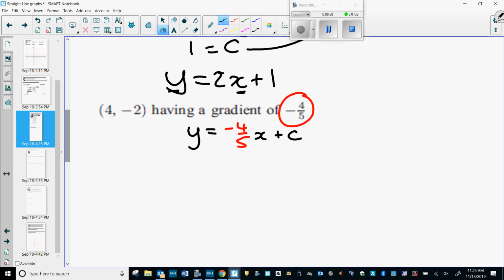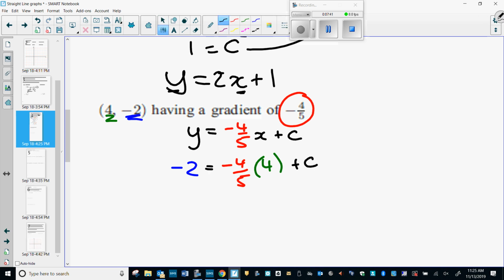Alright, whilst I'm doing that, I think some people were merrily going ahead with this one. So what do we do once we've substituted in the gradient? Then you substitute in your coordinate, and then the x and y values. So tell me what's right. It would say -2 equals -4/5 times 4 plus c.